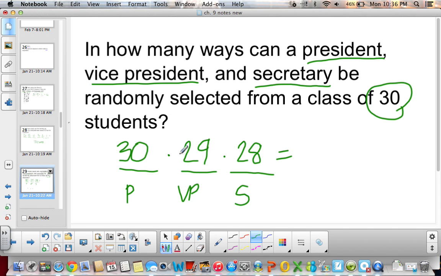And then we stop there. We don't go all the way down to 1 because we only have the 3 spots. So then it's 30 times 29 times 28. So there are 24,360 ways.